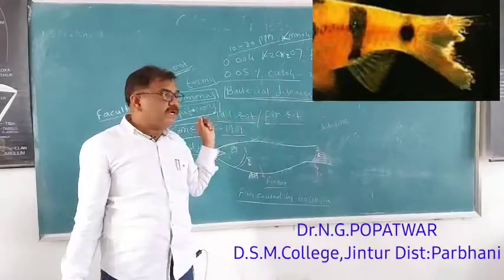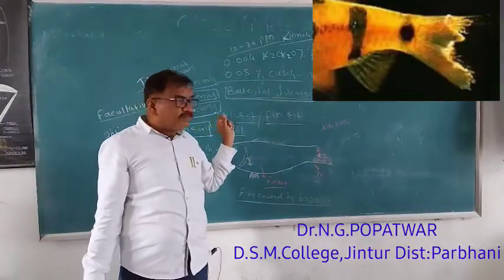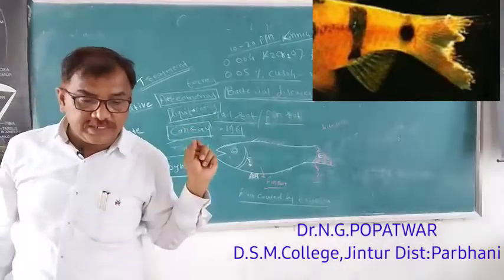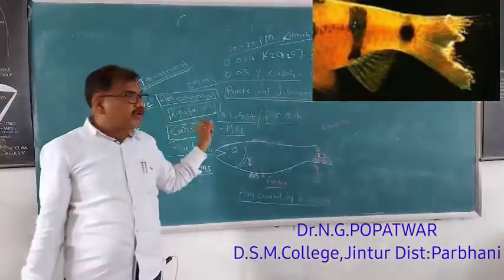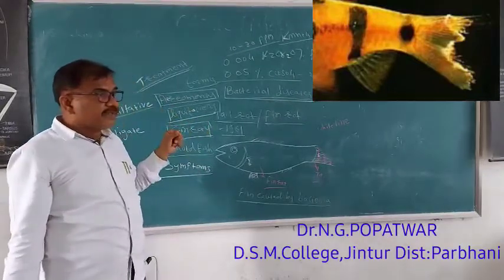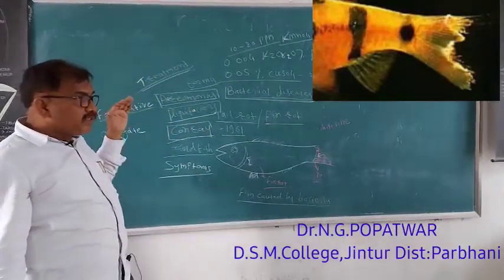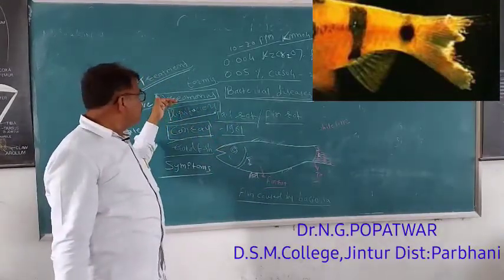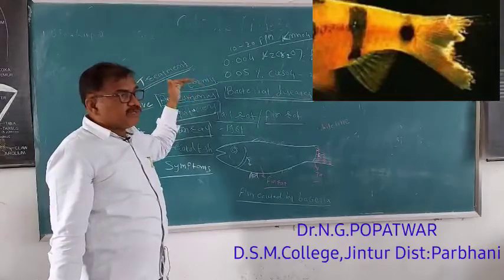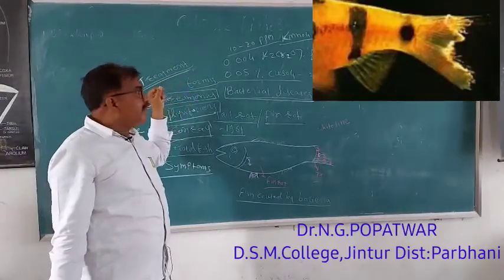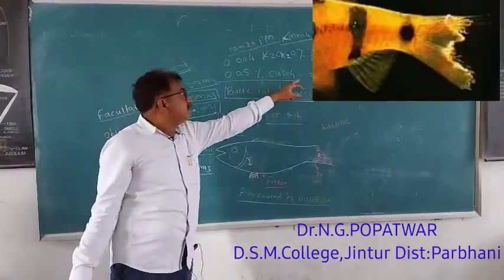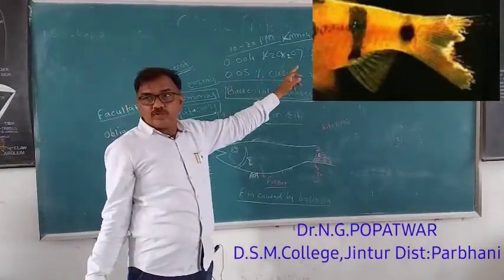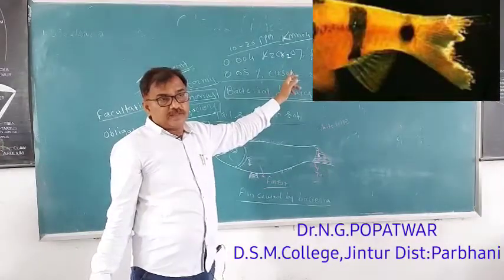When this white line is indicated, we perform the treatment for the bacterial disease, that is fin rot or tail rot. For the first treatment, the fishes affected by this bacterial pathogen, Aeromonas liquefaciens or Aeromonas formis, are dipped for 2 minutes in 0.05% CuSO4 solution, that is copper sulfate solution.